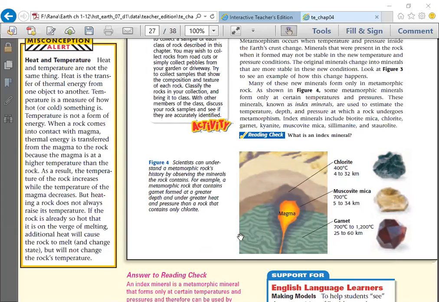Here, look with me, guys, to understand the meaning. As you can see in this figure, he gave you some minerals: chlorite, muscovite mica, and garnet. Each one of these minerals forms at a certain temperature and a certain depth, which represents, as we go down, an increase in pressure, because at 25 to 60 kilometers under the ground we have a lot of layers above, so we have higher pressure. So if you get a rock and you find that it contains chlorite, you could expect that this rock formed at which temperature?